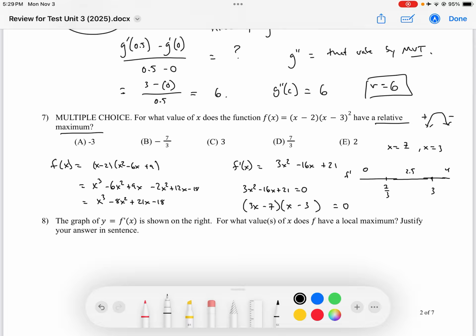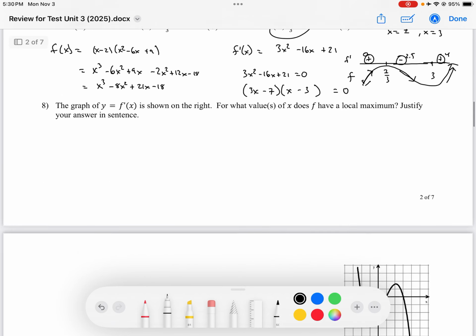So let's see what the signs of f prime are. If I plug in 0, I'm going to get a positive value. If I plug in 2.5, I'm going to get a positive times a negative, which is negative. Plug in 4, I'm going to get a positive. So f is increasing, then decreasing, then increasing, and therefore I should have a max at 7/3 since f prime changes from positive to negative. And you can see the graph is going to look like this.